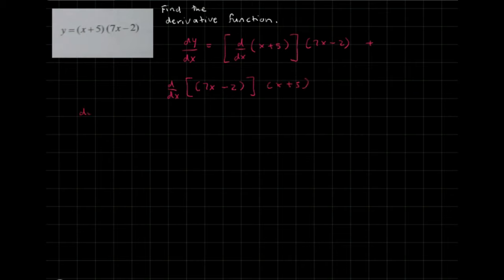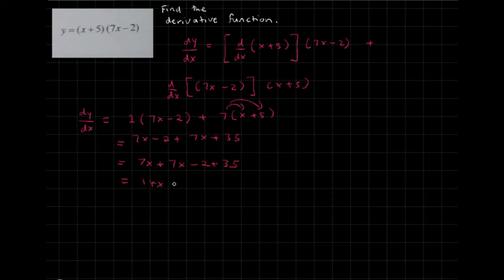I'm going to simplify this. So dy over dx is equal to the derivative of x plus 5, which is 1, times the right-hand factor 7x minus 2, plus the derivative of 7x minus 2, which is 7, times x plus 5. In this case, you get 7x minus 2 plus, expanding this out, 7x plus 35. Grouping the like terms together, I get 7x plus 7x, minus 2 plus 35, which is 14x plus 33. Okay, so this is basically your derivative.